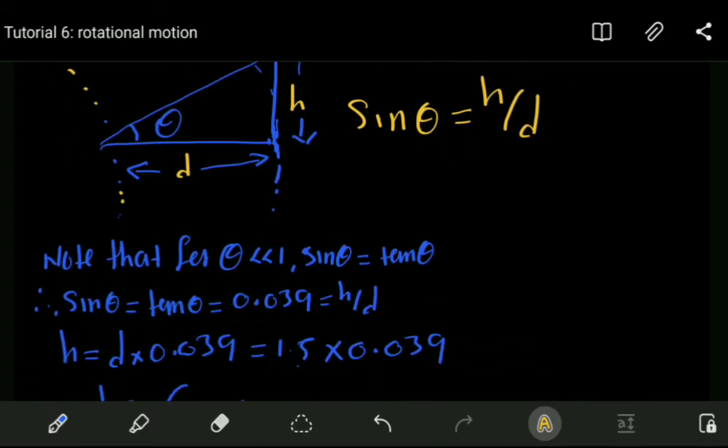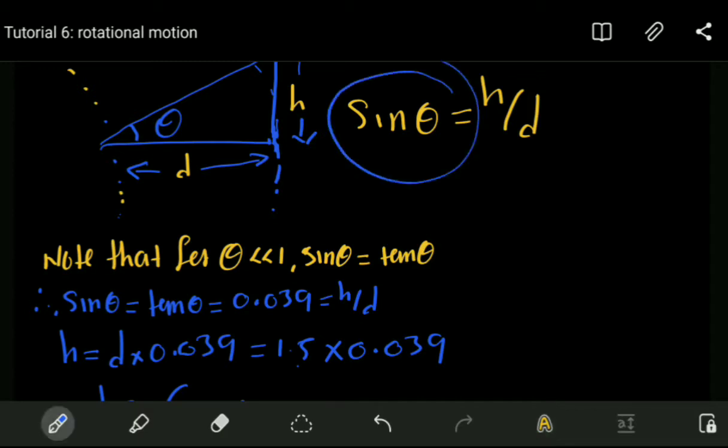So note that for very small values of theta, sin theta is equal to tan theta. So this tan theta that we found earlier is going to be equal to sin theta in this case. So sin theta therefore equals tan theta, which is the value we found. So 0.039 equals h over d.